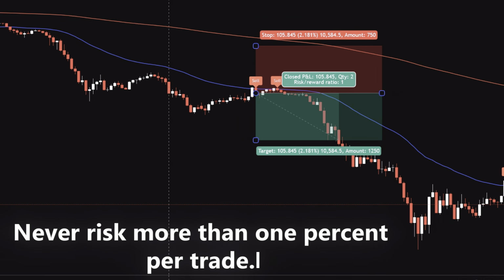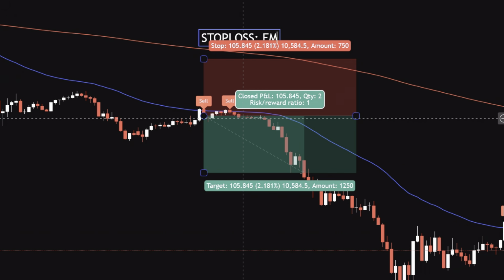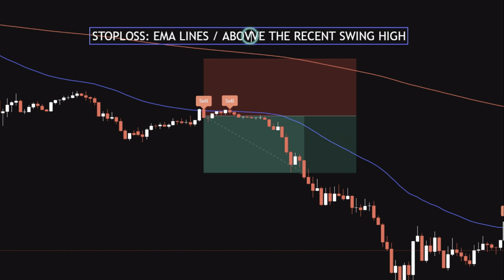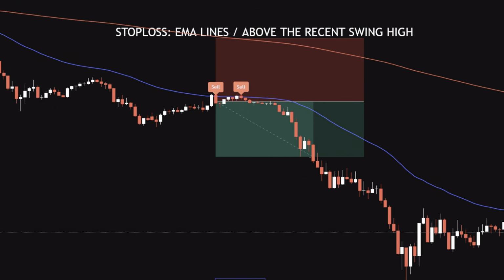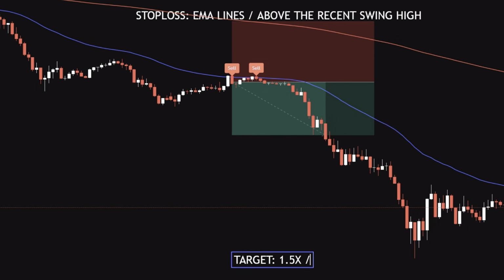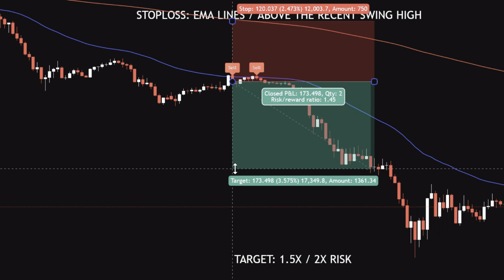Here's the deal on risk. Never risk more than 1% per trade. I don't care how confident you feel, 1%, always. And set your stop loss at the EMA line or the most recent swing high, whichever gives you a cleaner structure. Your take profit is 1.5 or 2 times your risk. That's it. Simple math that keeps you in the game long enough to actually profit.